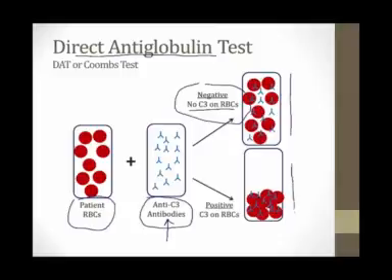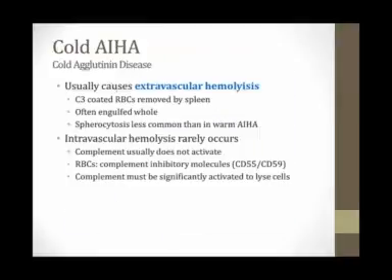However, if the red blood cells agglutinate, that is a positive test, and it means C3 is on the surface of the red blood cells, and that's what is seen in cold hemolytic anemia. Cold hemolytic anemia is sometimes called cold agglutinin disease because the red blood cells agglutinate, and the hemolysis in this disorder is usually extravascular. That's because the C3-coated red blood cells are removed by the spleen.